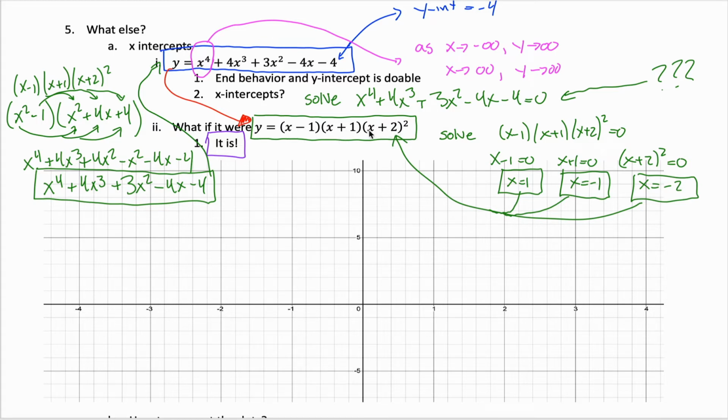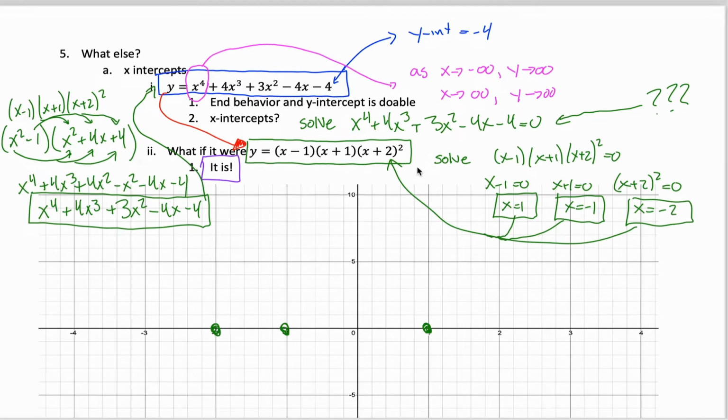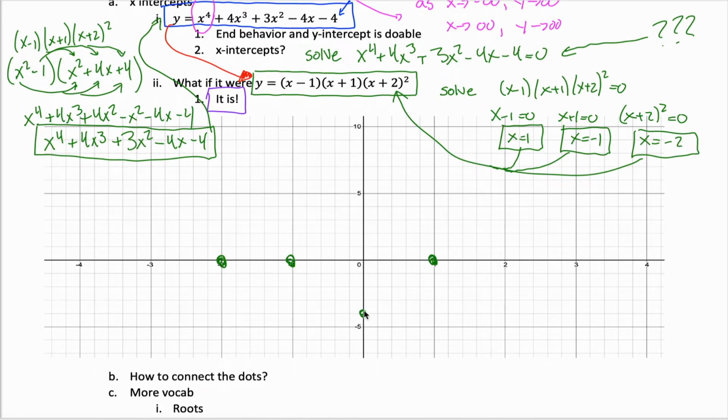Maybe you'd recognize that this is equal to some polynomial. If you want to spend the time to expand it, you can find out what that polynomial actually is, but you don't need to. And the x-intercepts of that polynomial are pretty easy to come by. I get a positive 1 from this factor, a negative 1 from this factor, and a negative 2 from this factor. So x equals positive 1 right here, x equals negative 1 right here, and x equals negative 2 right here. I already knew that the y-intercept was at negative 4, so that's somewhere down here.